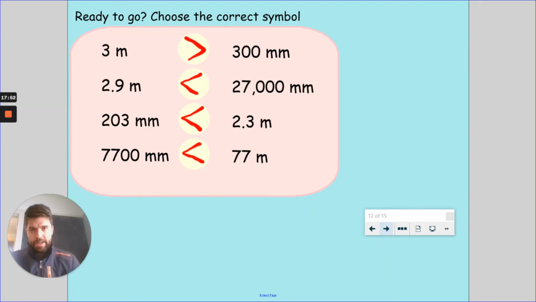Okay, so 3 metres is bigger than 300 millimetres because 3 metres is actually equal to 3,000 millimetres.